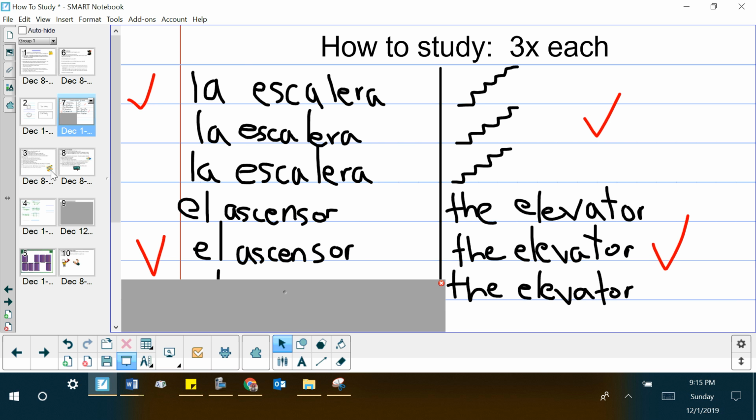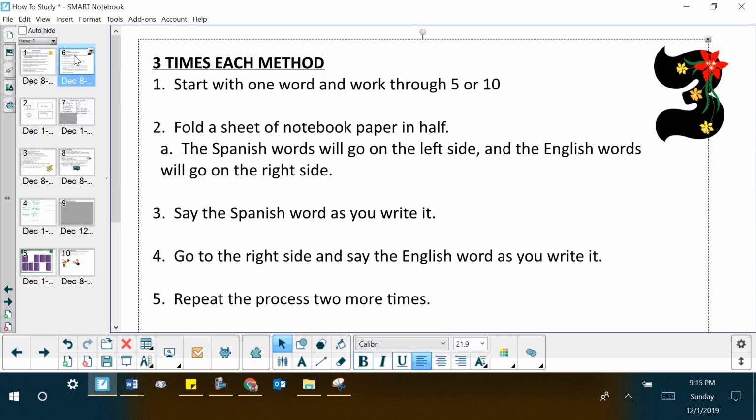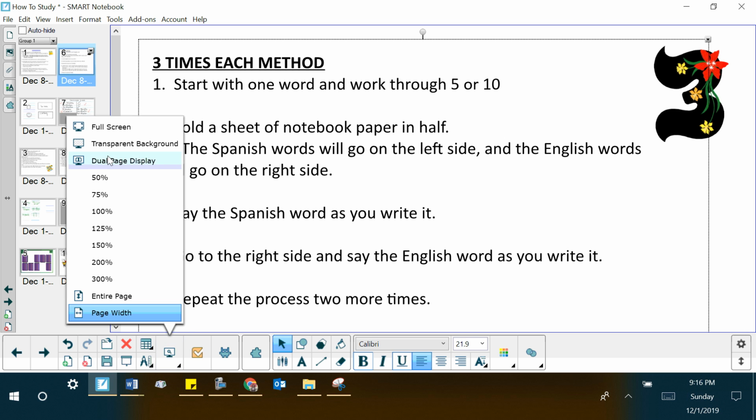And that, Stucklings, is how to study vocabulary using the 3 times each method.